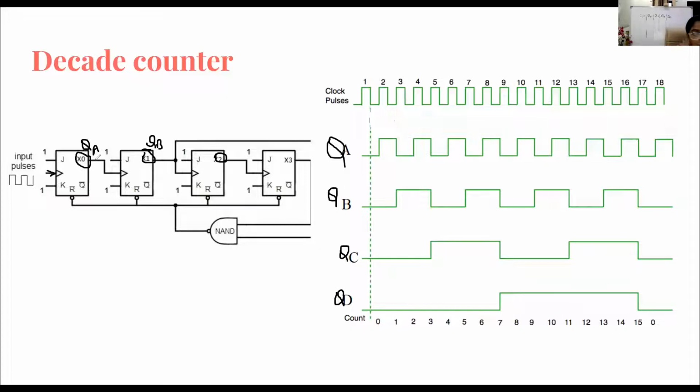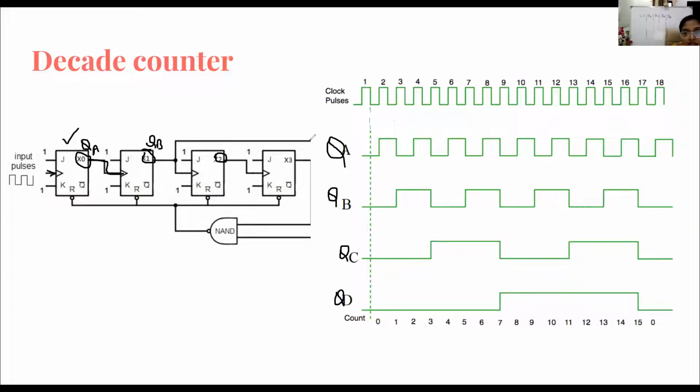Let us see. Output of the first flip-flop is given to the clock of the second flip-flop. That means this clock is not given directly to the other flip-flops, only to the first flip-flop directly. The others are given the clock from the previous flip-flop. That means it's an asynchronous counter. Okay, this is an asynchronous counter.